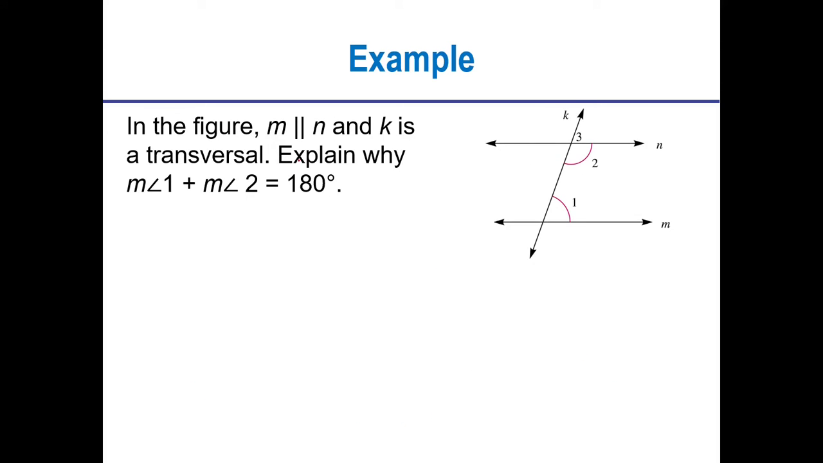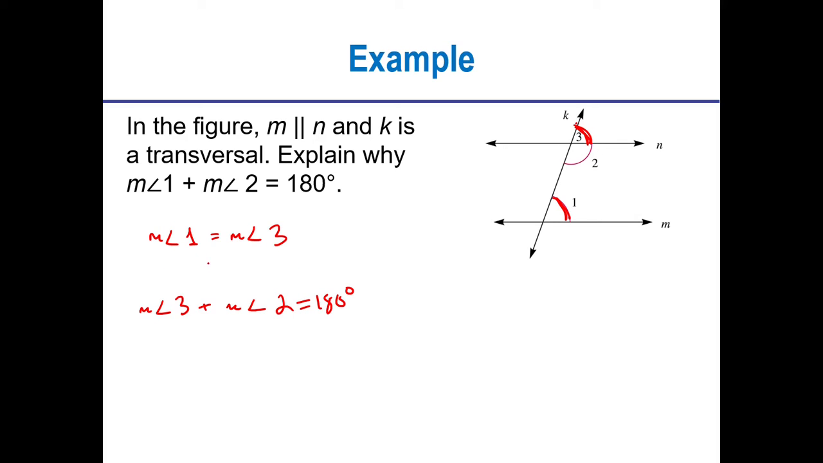In the figure, line M is parallel to line N, and K is a transversal. Explain why the measure of angle 1 plus the measure of angle 2 is 180 degrees. The measure of angle 1 has to be equal to the measure of angle 3 because angle 1 is a corresponding angle to angle 3. The measure of angle 3 plus the measure of angle 2 must be equal to 180 degrees because they form a straight angle.